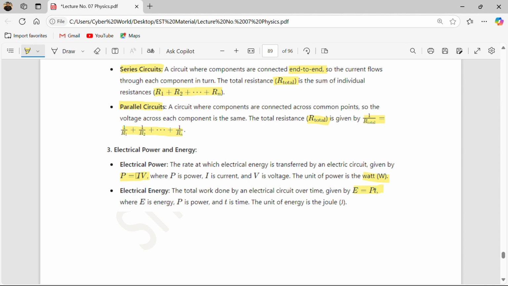So what is electrical energy? We know that electrical energy can be written as E equals PT. By putting the value of P, which is IV, the energy formula also becomes E equals IVT. Okay. So electrical energy is basically the total work done in an electric circuit over time. So the total work done in an electric circuit with respect to time gives you the electrical energy.